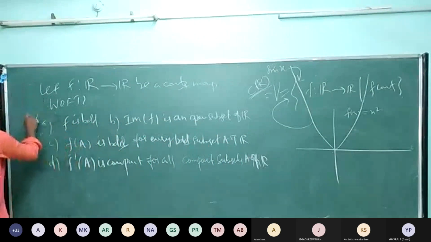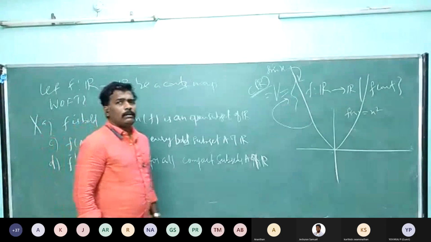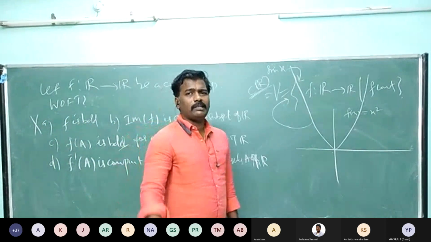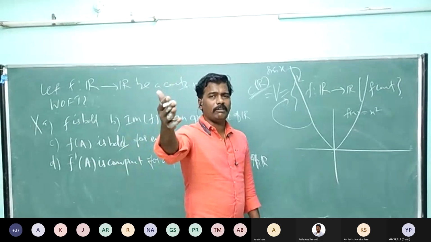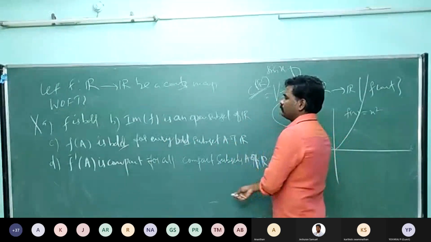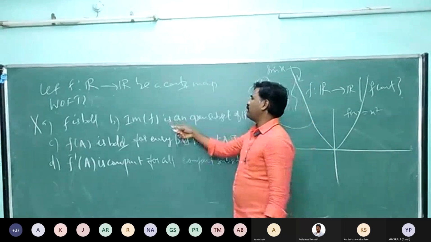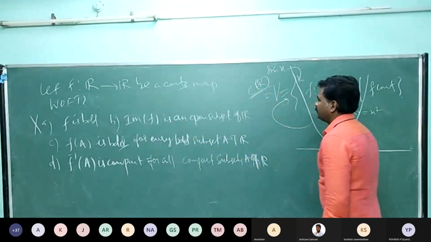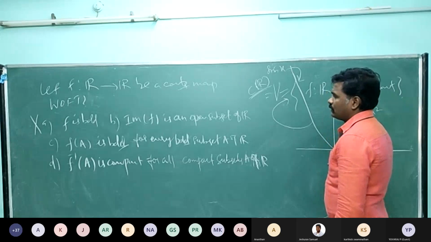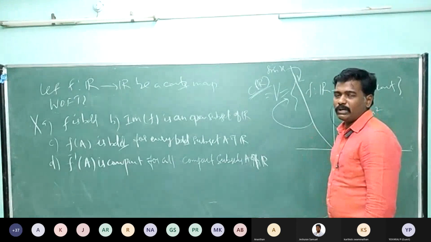Please. Someone's mic is open, please. It will be interfering. Please. Okay. Next one is: the image of f is always an open subset of R. Karthi, go on the mic, unmute. Sorry, mute. Someone, they will be.